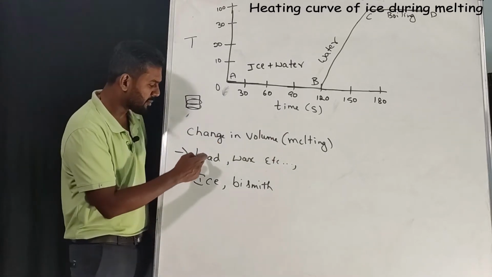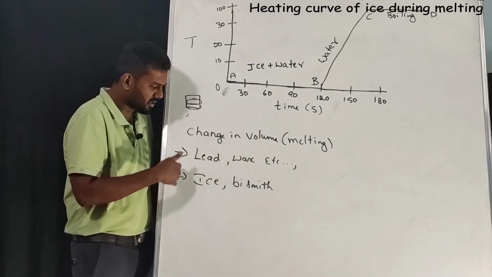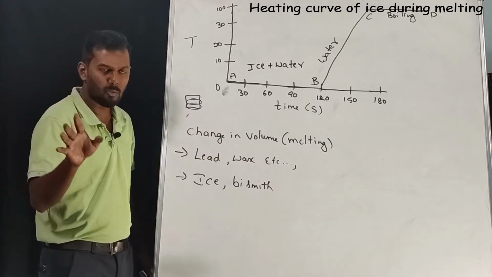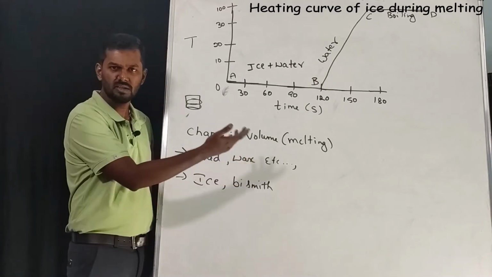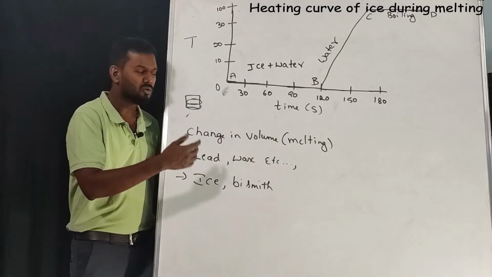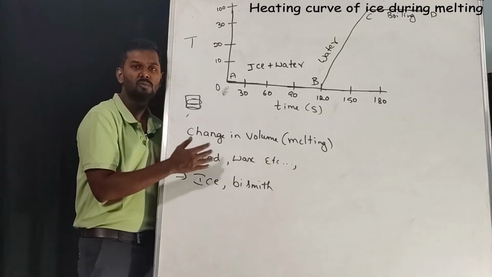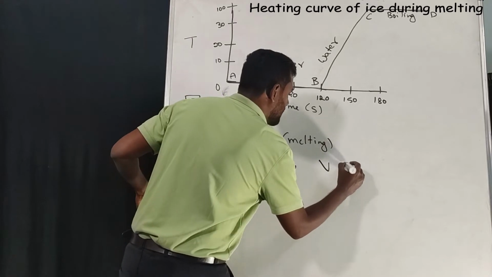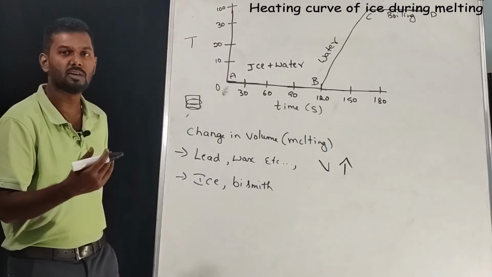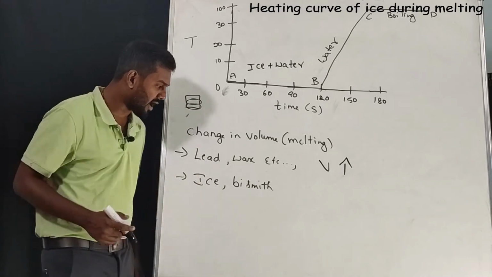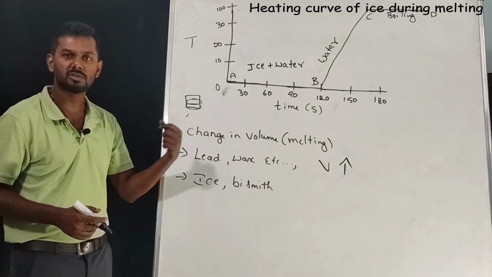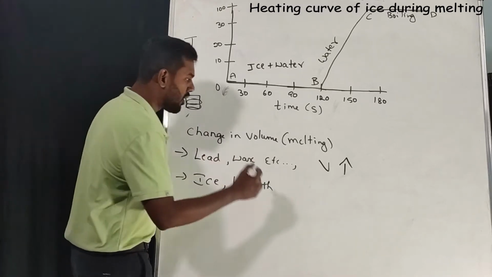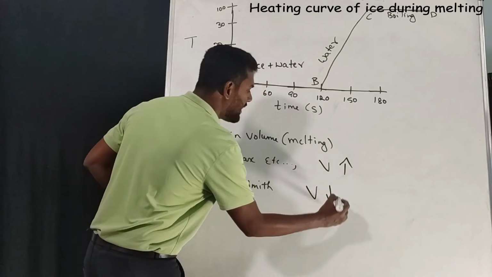See, some substances like lead and wax. Whatever substances they have given in the textbook, based on that only they are going to ask in the board exam. Listen, for lead, wax and some other substances, during the melting process, the volume keeps on expanding. The volume increases. But in the case of ice and bismuth, bismuth is also a substance like ice, only in these substances the volume decreases.